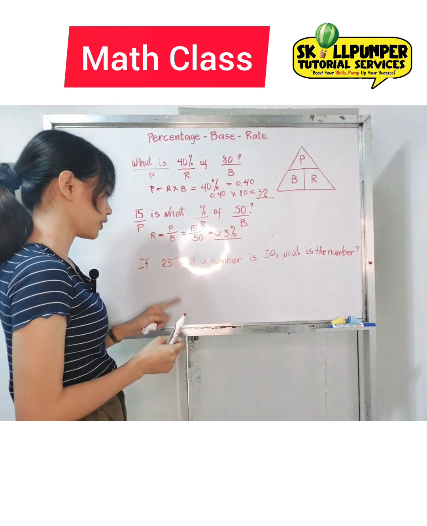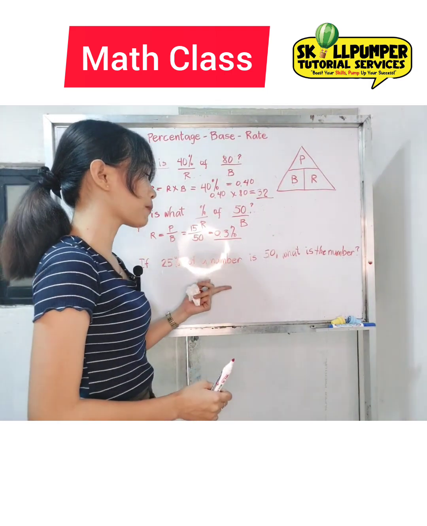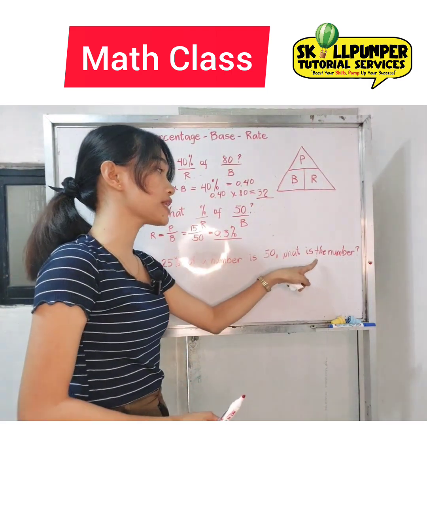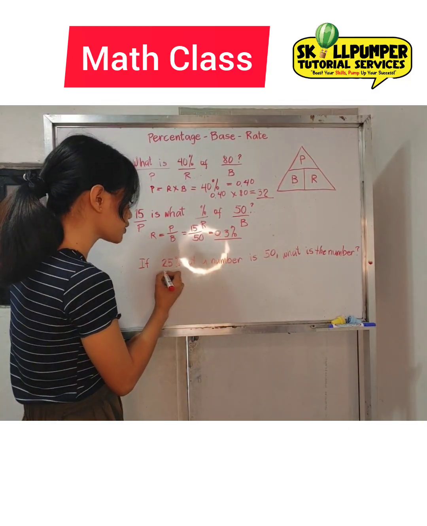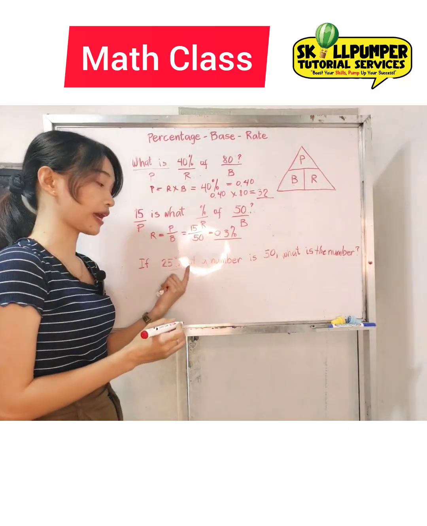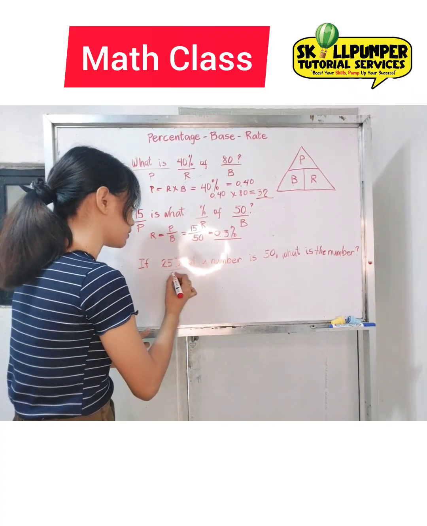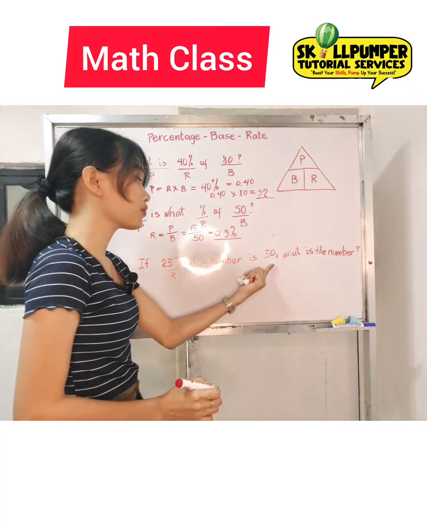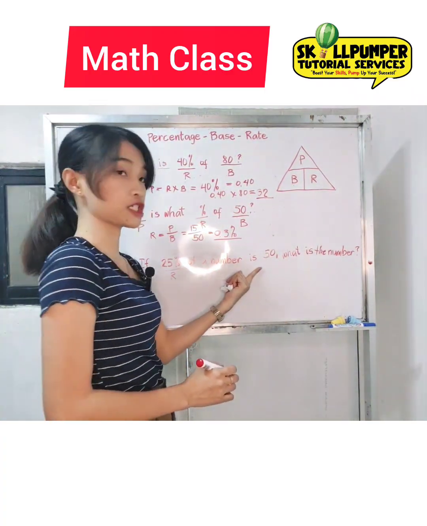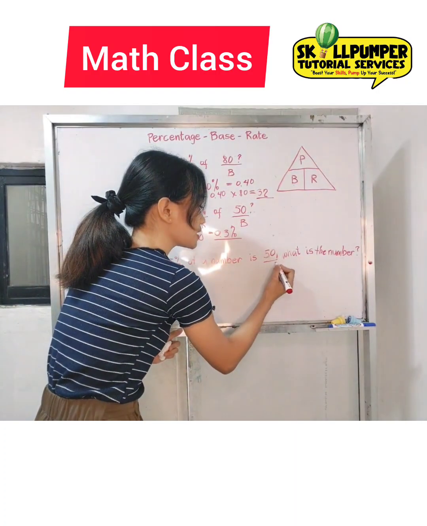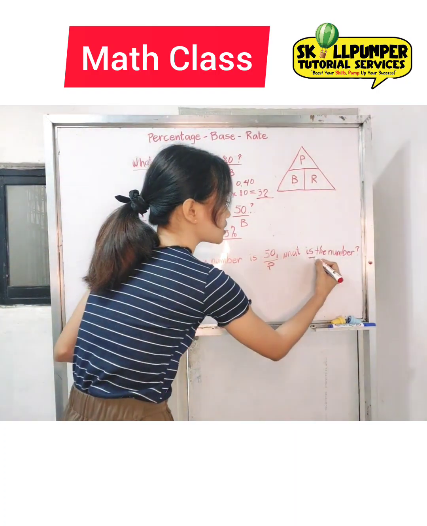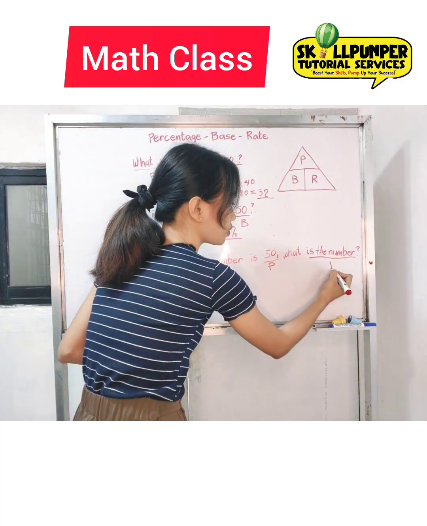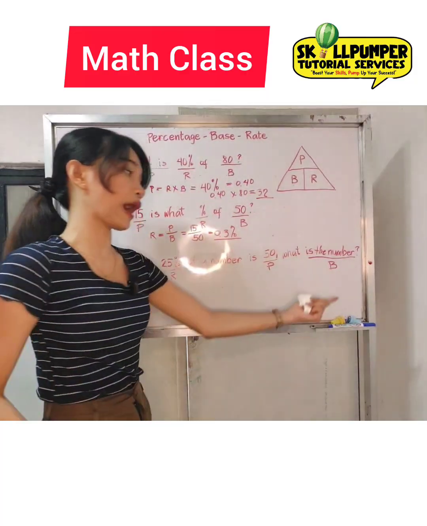Another example, if 25% of a number is 50, what is the number? Okay, we have 25%. So kapag meron siyang percent sign, that is the rate. And 50, so of a number is 50. So 50, this is the percentage. What is the number? So, ang hinahanap dito ay base.